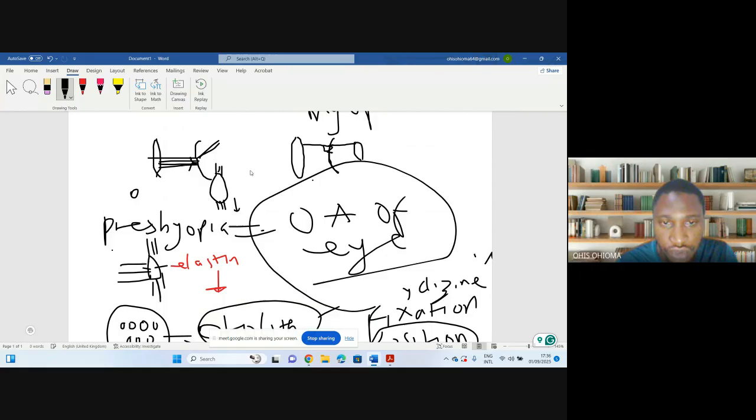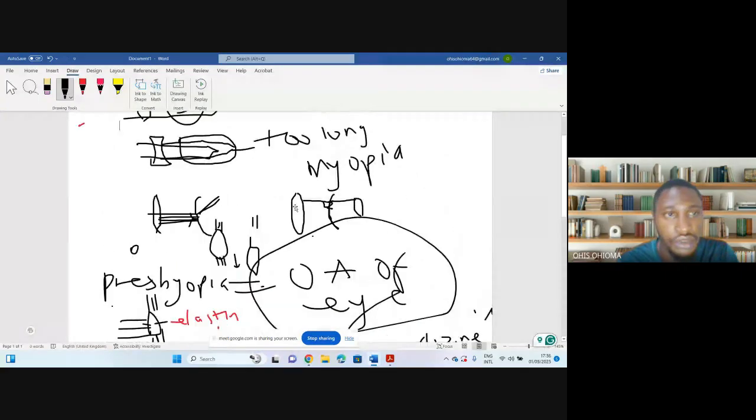But if I'm in a dark room, right, the tension here increases, and the reason why it increases, let me use here to draw this. So in a dark room, the lens is stretched by these suspensory ligaments so that it can try and take in as much light as possible, right? And the reason why the lens can stretch is because there's elastin fibers here.